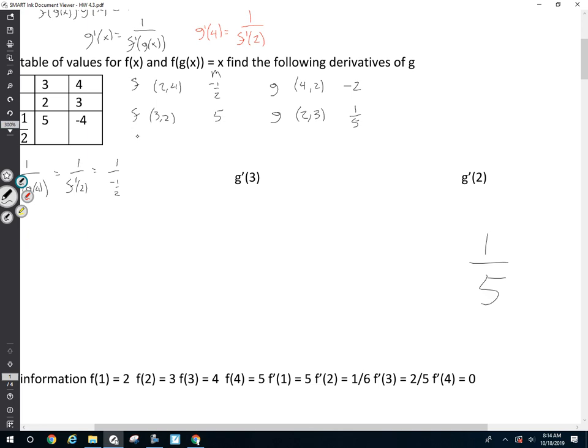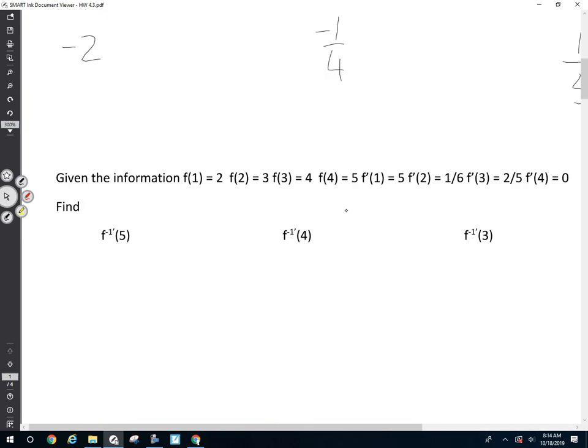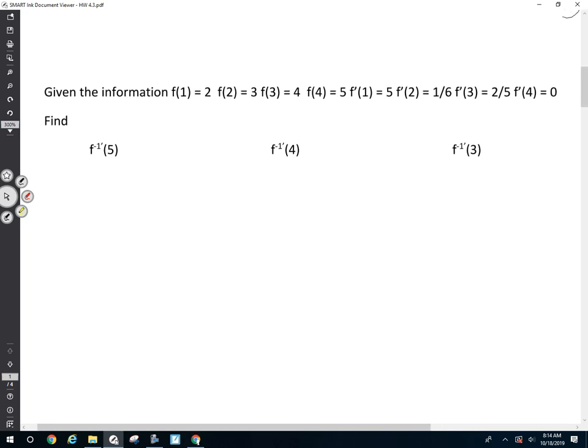For g prime of 3, we're going to have to look at the point of f which has the point (4, 3) and the slope of -4. g is going to have the point (3, 4). So g prime of 3 would be -1/4. Okay, so that's inverse derivatives. Given some information, same deal.